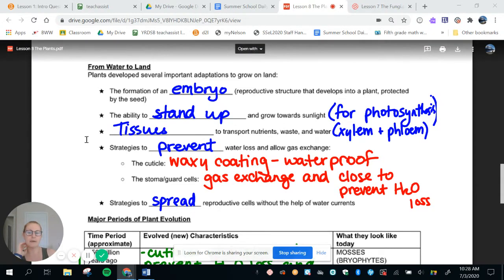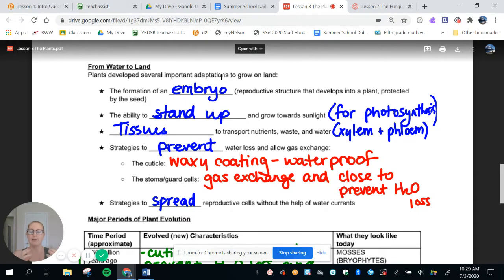So what I've done here is list the 5 things that they needed in order to grow on land, and I call those adaptations. Adaptation is essentially something that helps you to live in a given environment. So I'll give you an example. Cacti grow in really hot environments, which is why they have that really thick skin that's very waxy. That would be an example of an adaptation that helps them in their environment.